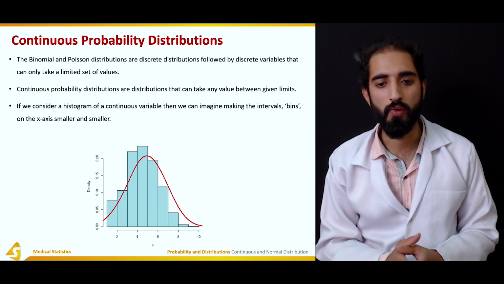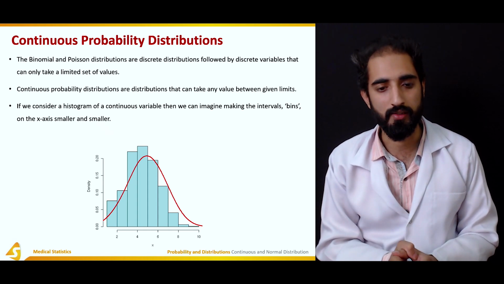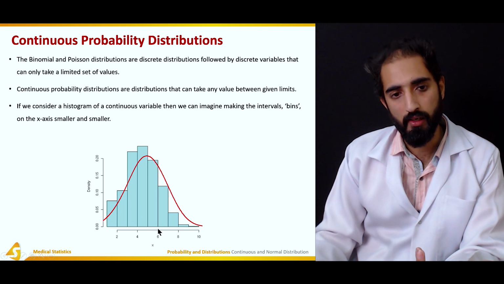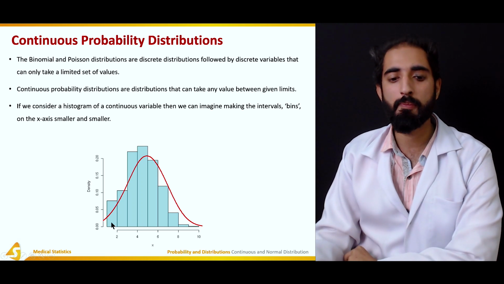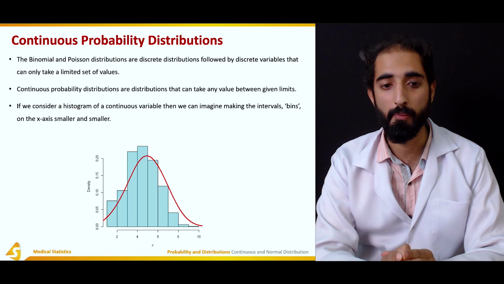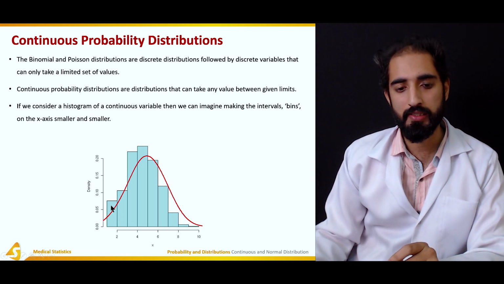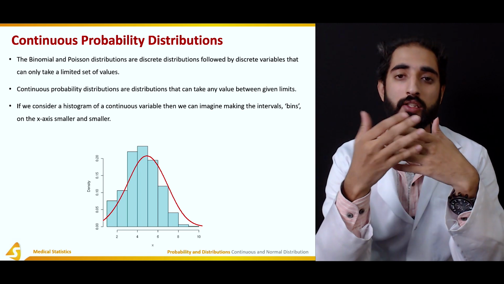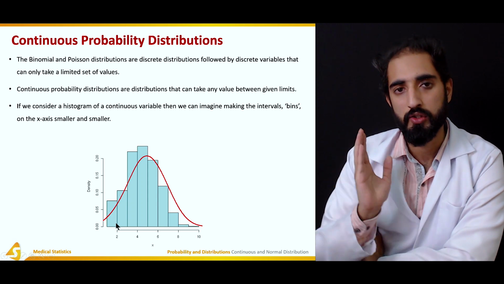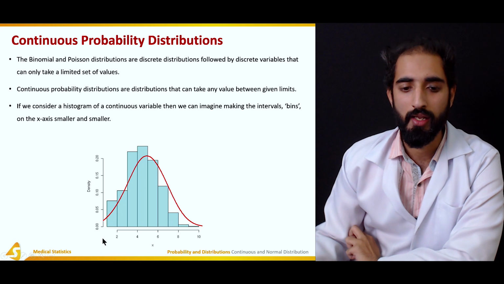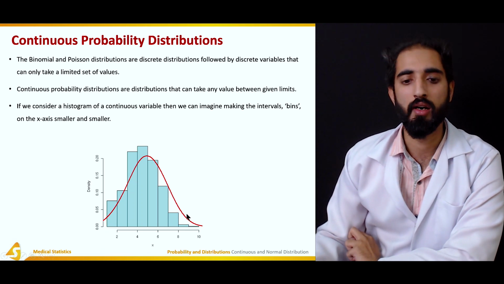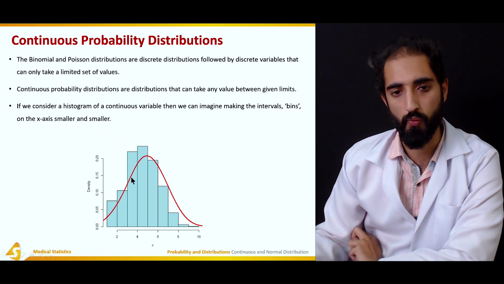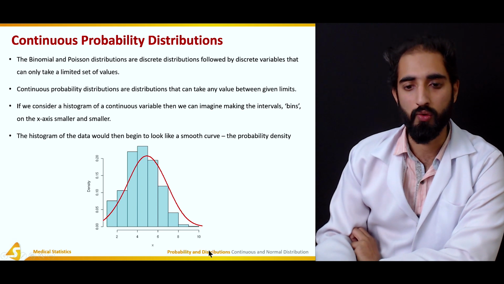If you consider a histogram of a continuous variable, we can imagine making the intervals, or bins, on the x-axis smaller. This graph is an example of a binomial or Poisson distribution. But if we keep adding more bins on the x-axis, and they become smaller and smaller because we start treating the variable as continuous instead of discrete, the bins would become so narrow that they would look like a continuation rather than separate stacked bins. It would start to look like this bell-shaped distribution, which is actually a continuous or normal distribution, as you will see in the next slide.